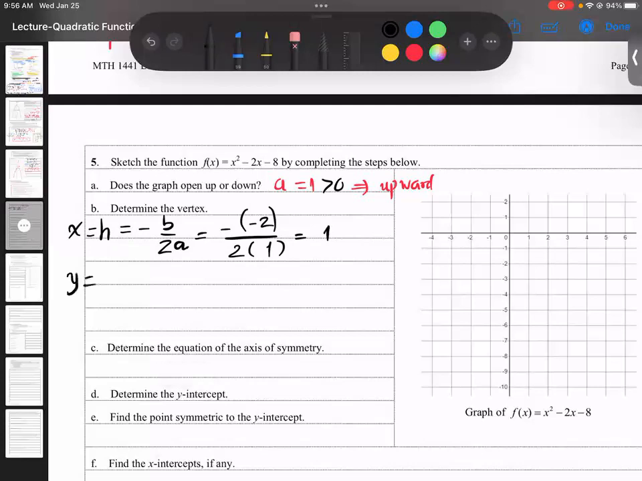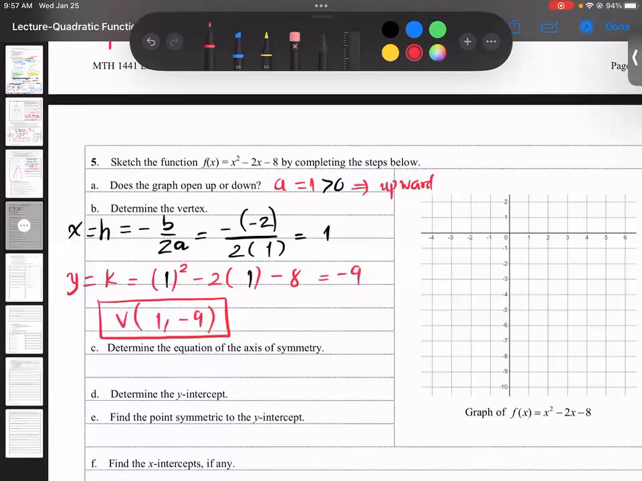And then y or k, you plug it in, right? You plug it in. 1 squared minus 2, so minus 2 minus 8, that's negative 9. And then your vertex, you would write like this, 1 comma negative 9. And if I was you, I would box it because I need it later.